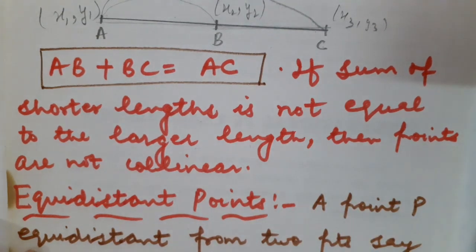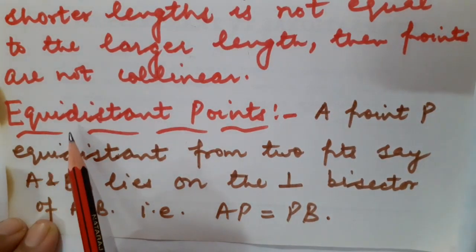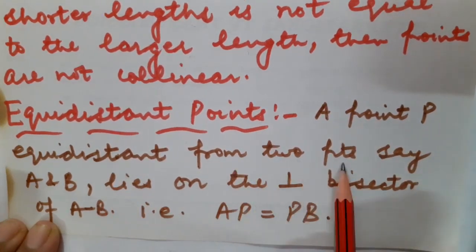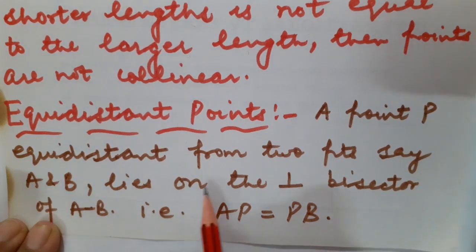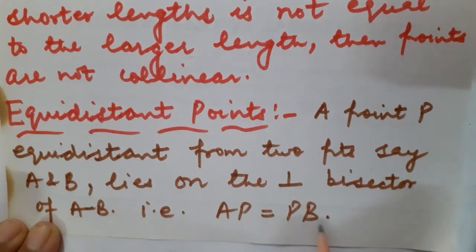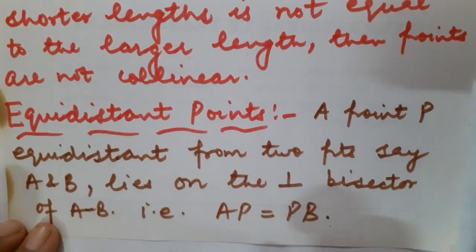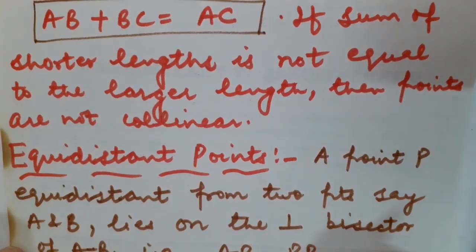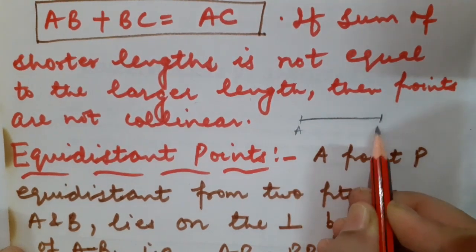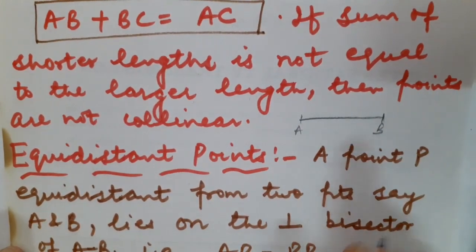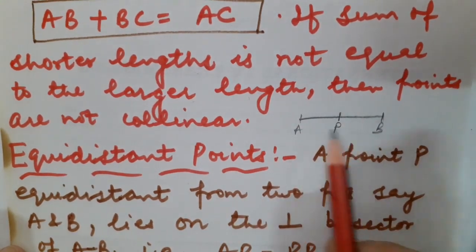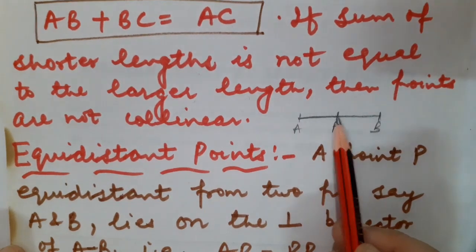Fine students? Okay. Now our next concept is equidistant points. A point P equidistant from 2 points say A and B lies on the perpendicular bisector of AB. That is, AP must be equal to PB. From the name itself, children, you can better understand equidistance means the distance must be equal. For example, suppose these are 2 points which I have drawn on a line AB, and here I am going to plot another point P. So while looking at this diagram, can I come to know that AP is equal to PB?